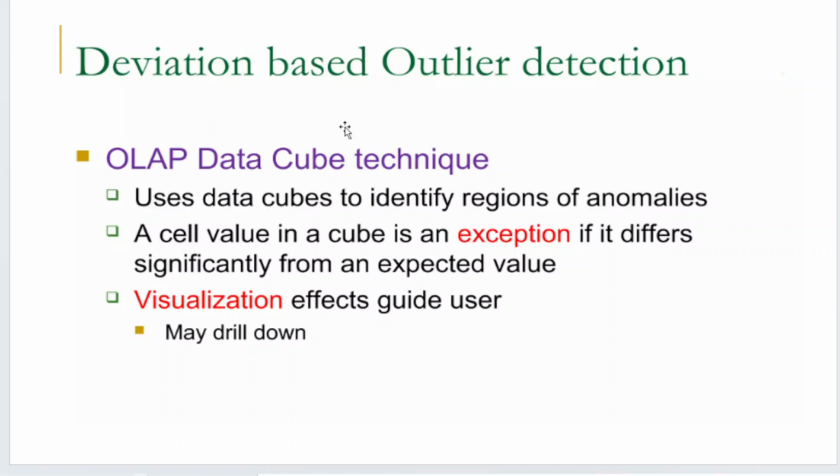Here each and every cell value in the cube is an exception if it differs significantly from an expected value. If any cell value is deviated from the normal or the expected value, then we can consider that one as the exception. Then how can we guide the user? There are many visualization techniques in OLAP, like drill down operations, roll up operations, and slicing and dicing. All these operations we use for retrieving only the relevant information from the given data sets.